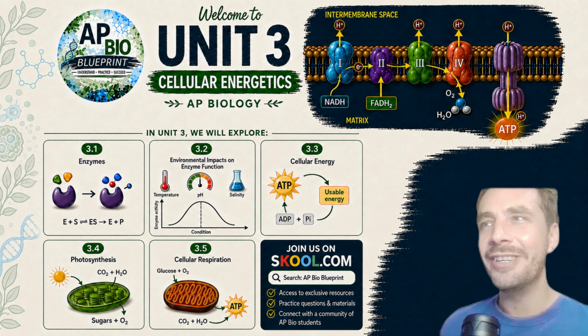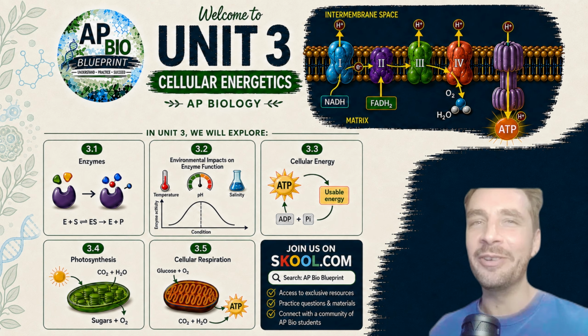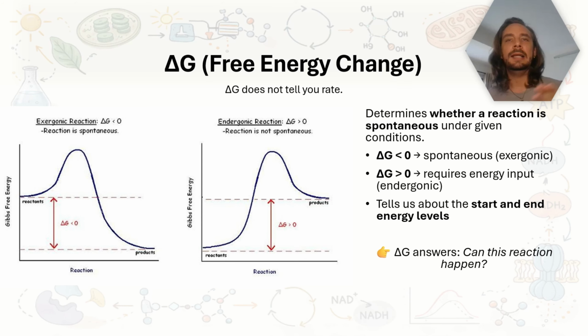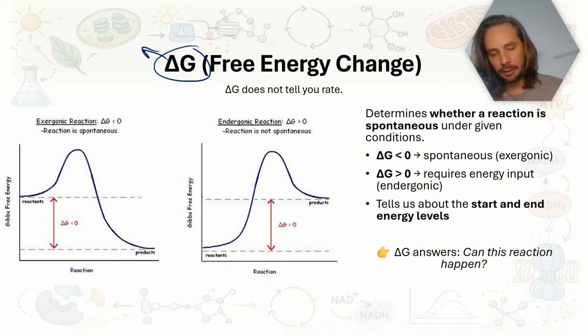Welcome to Unit 3, and in this unit, you'll learn everything you need to know for cellular energetics. So let's first look at the free energy change. We can use this delta G. This delta means the change, and this is the free energy.